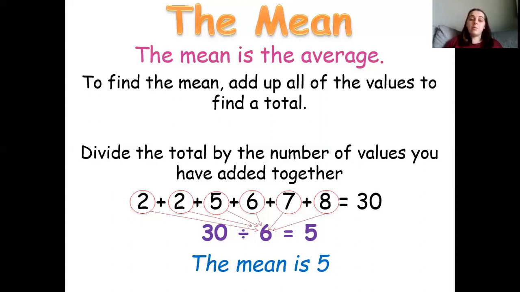The next step is to divide the total by the number of values you have added together. Well, I had a 2, a 2, a 5, a 6, a 7, and an 8. So I had 6 numbers. So the total that I got was 30, and now I've got to divide that total by 6 because I had 6 numbers. 30 divided by 6 is 5. The mean is 5.